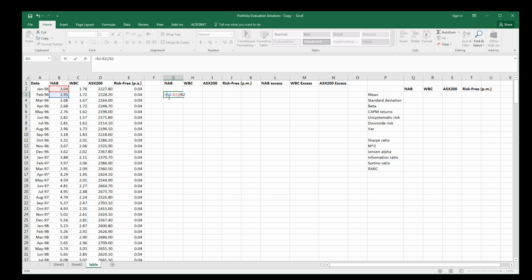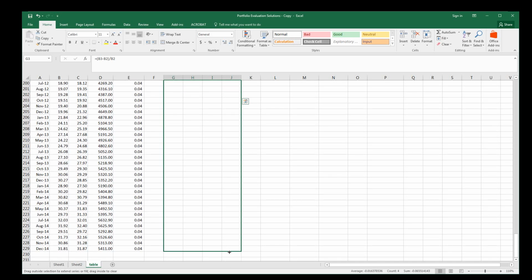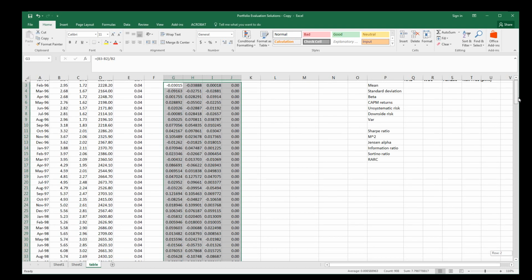The idea is we are buying the stock at 3.04, selling it at 2.95. The difference is the profit in absolute terms. When you divide it by t0, we are getting the return in percentage or decimal. I scroll it to the right to get the return for the other stocks. For the risk-free rate, that's given as per annum, so we will divide it by 12 to get per month. Now, if we scroll to the bottom, we get the return on all these components.